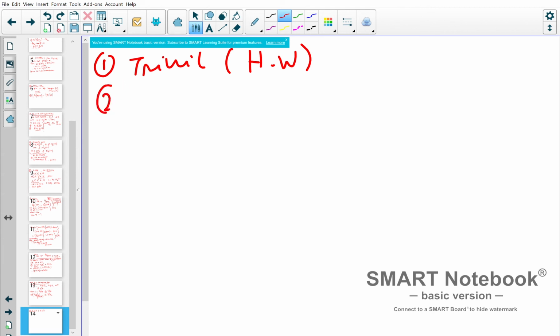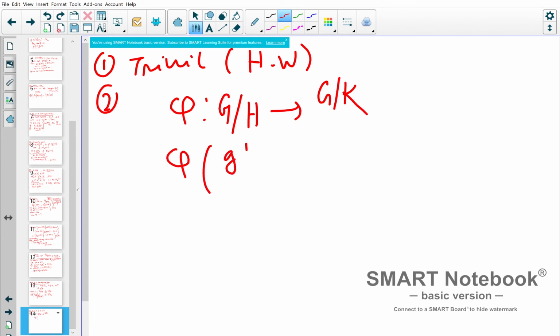Okay, so for number two, let me define the map from G mod H to G mod K. And what are the natural maps? You have an element of the form GH, right? This is a natural map. The element of here is the left coset of this form, element of here are left cosets of this form, right? So again you need to first check whether this is well defined or not. Now to prove something is well defined, one needs to prove well definedness.